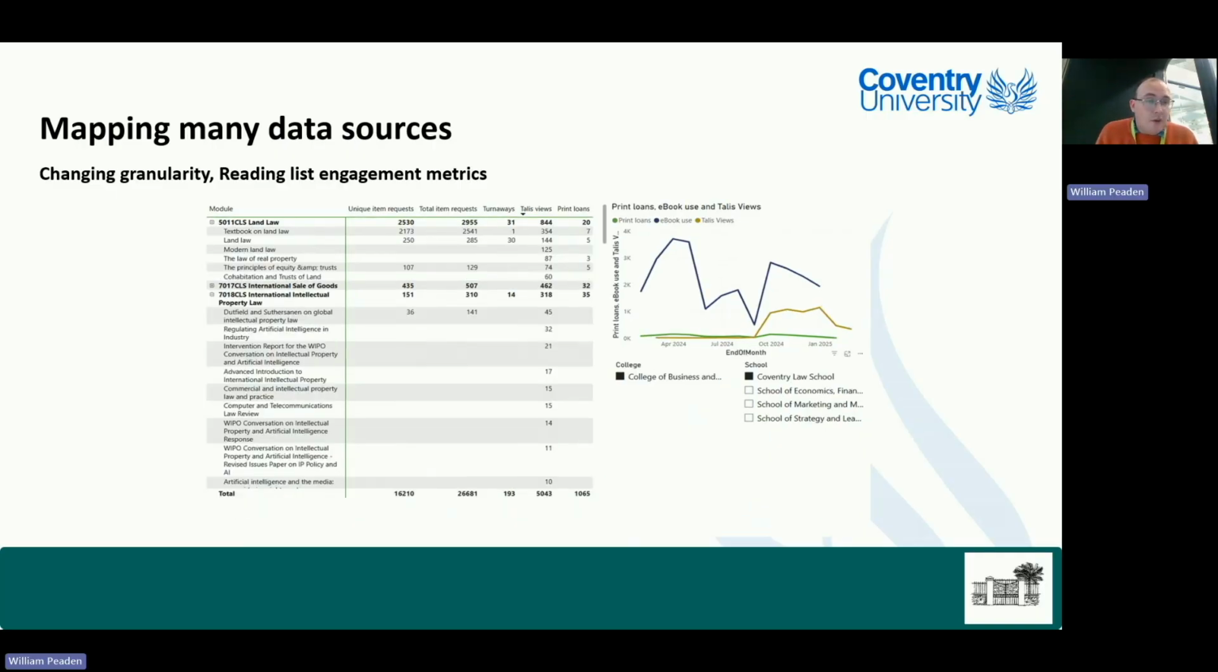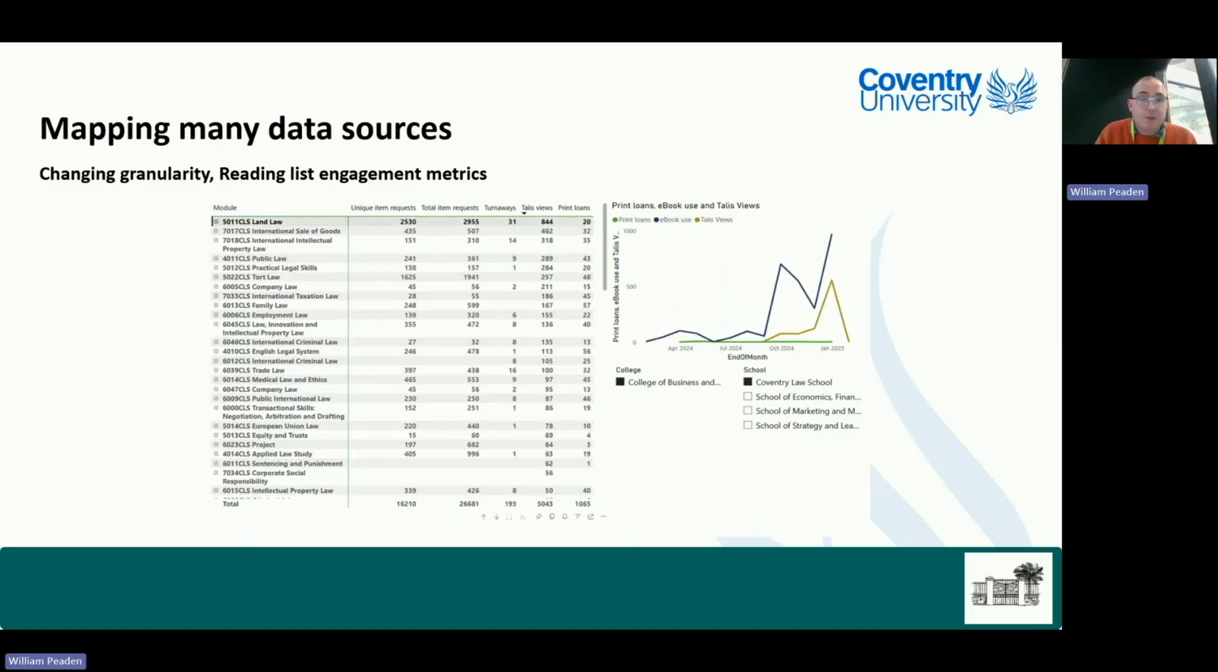We can have a look at the titles and the indicative usage of the titles. So at the top here, textbook on land law, fairly obviously that book is being used as a primary teaching tool for land law course. And we can see some of the usage there, some of the unique item requests over this period will almost certainly have come from that particular reading list, because we've got 350 clicks from the reading list into that resource.